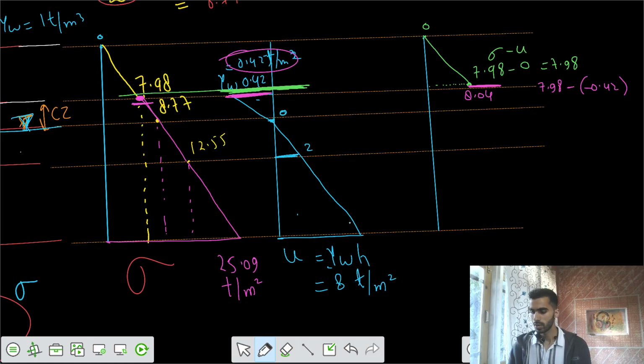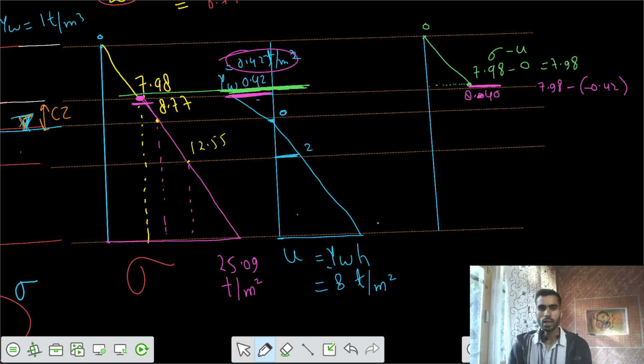Is it 8.04? If the sum of the two, 7.98 plus... I think it should be more. So how much is that? Let me check. 7.98 plus 0.42. That is 8.4. Yeah, it should be 8.4, I think. Let's say that this is 8.40.